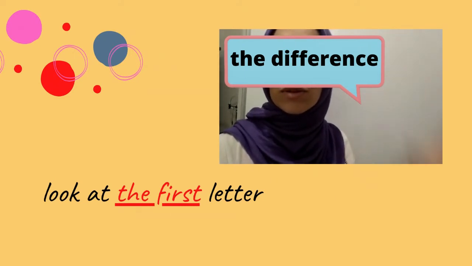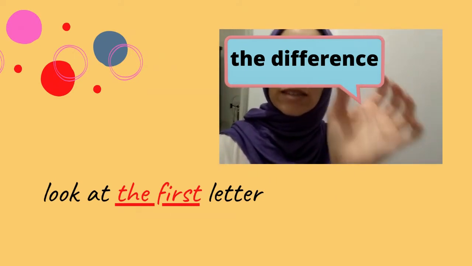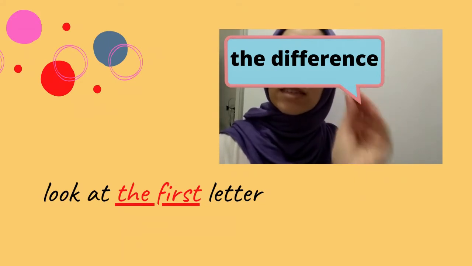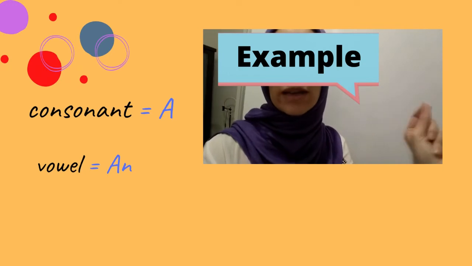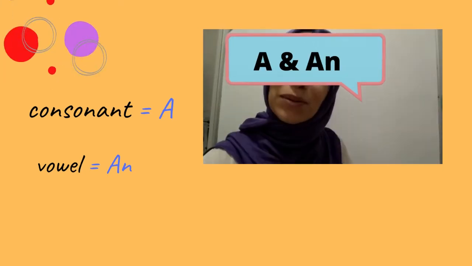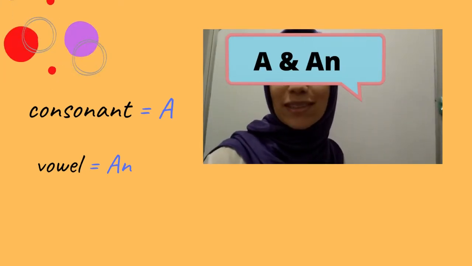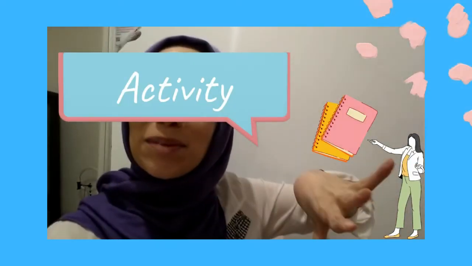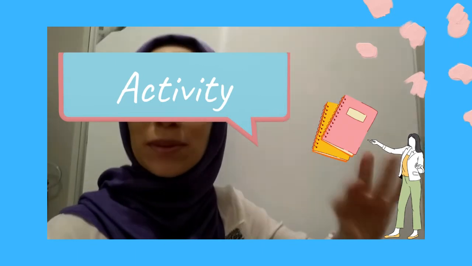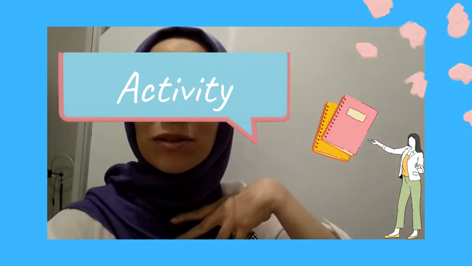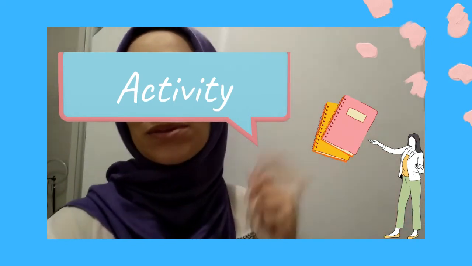All you need to do is just look at the first letter of the noun. If the first letter is a consonant, use a. If it is a vowel, use an. That's it. So now let's do some activities. I really hope you got my point from this example. And now what we are going to do, we are going to do some activities. I will do part of it and you do the rest.